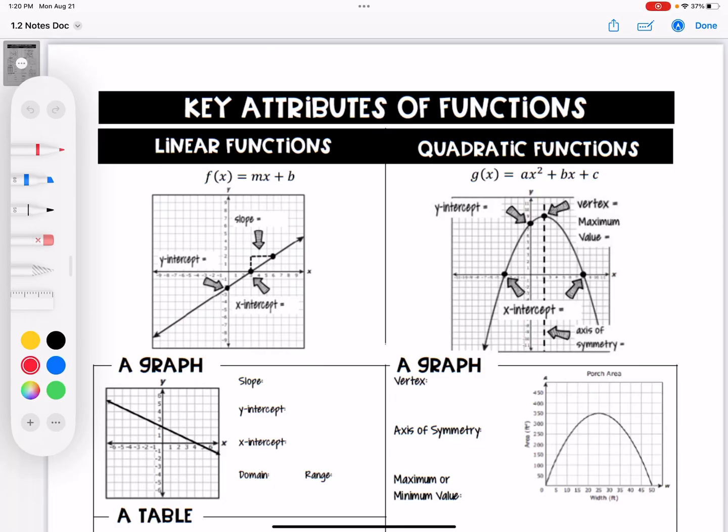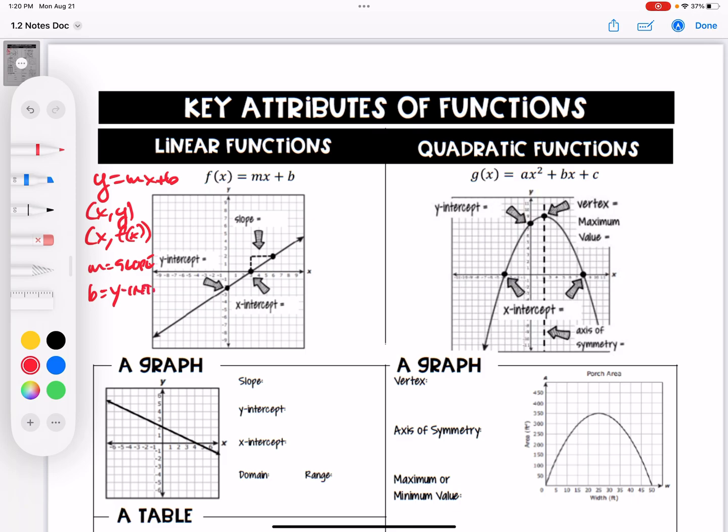All right, today we're going to be talking about attributes of functions. We're going to start with linear functions. You're used to seeing this as y equals mx plus b, but remember that the y is just f of x. So we can say x, y, or we can say x, f of x, and it means the same thing. So what are m and b? M is slope, and b is y-intercept.